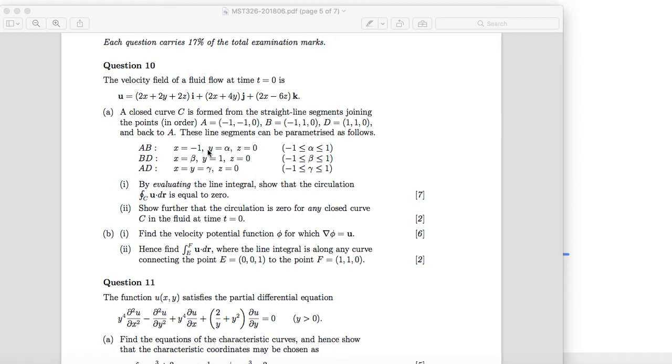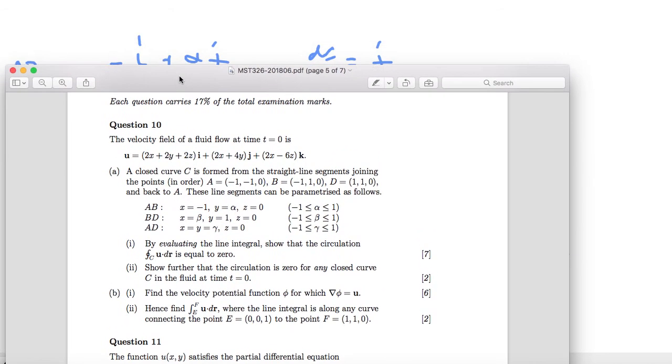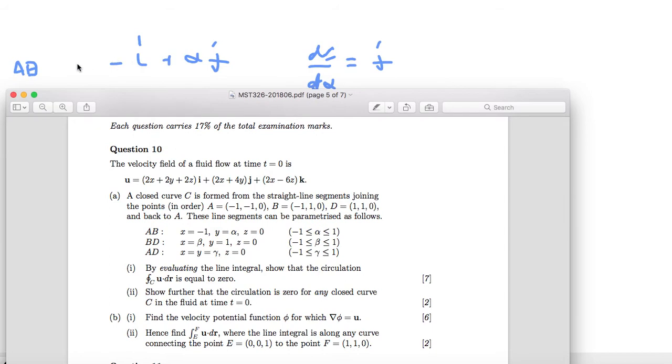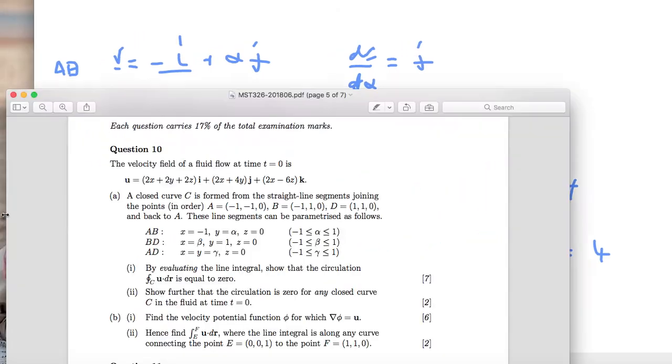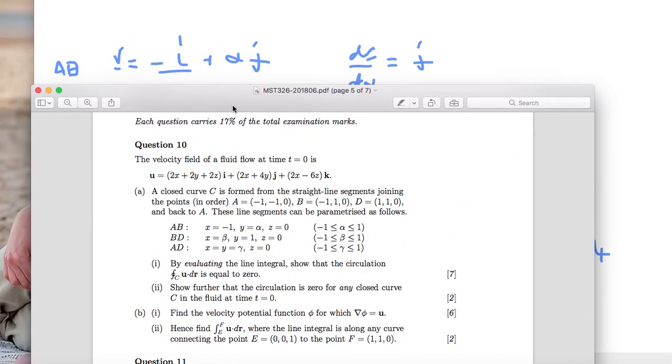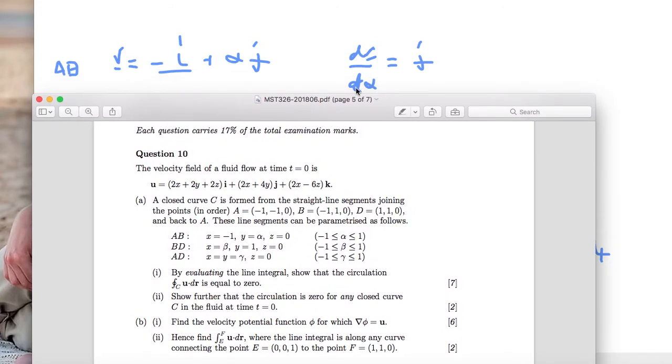So we're just replacing the vector r, xi plus yj plus zk with these parameters. So that means that r is equal to minus i plus alpha j. Okay, so that's fine so far. If we differentiate that with respect to alpha, we just get j. And the trick of it is to integrate u dot dr by doing dr by d alpha times d alpha, which the d alphas then cancel. And you end up with just dotting by j.